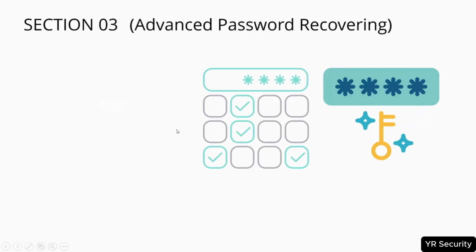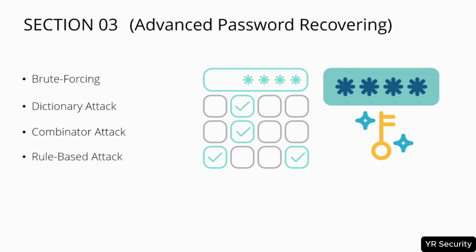In the third section, I will explain how to use Hashcat for advanced password recovery. You will learn 4 advanced password recovery techniques. I will explain the brute force attack, dictionary attack, combinator attack, and the most advanced attack type, rule-based attack.